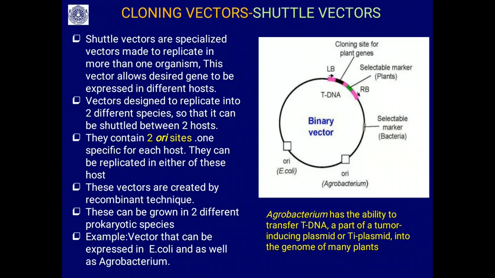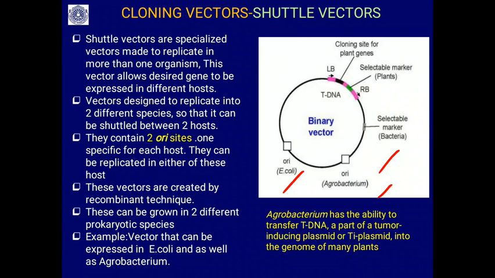The name itself indicates that shuttle means it is shuttling between two host cells. Shuttle vectors are specialized vectors made to replicate in more than one organism. This vector allows the desired gene to be expressed in different hosts. For example, this shuttle vector can be replicated either in E. coli, or Escherichia coli, or else in Agrobacterium. It's an ideal vector.